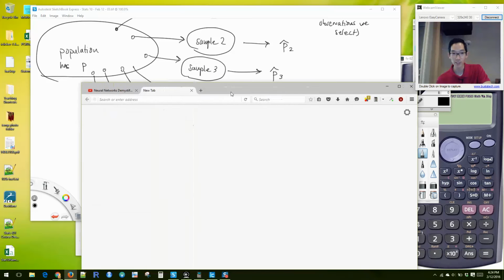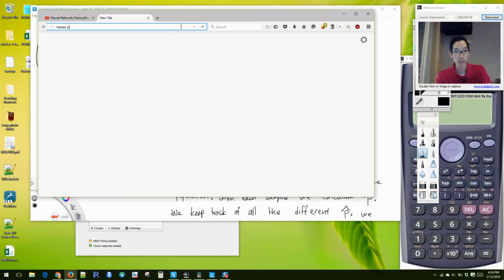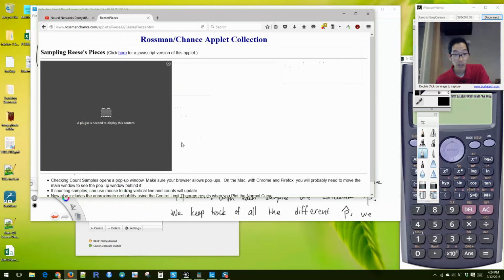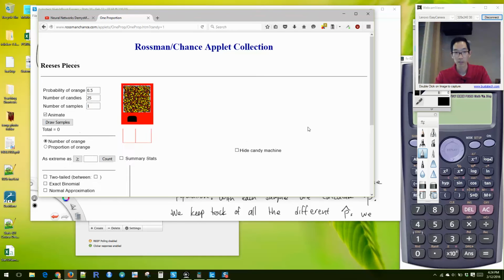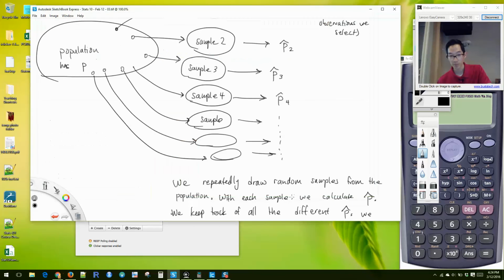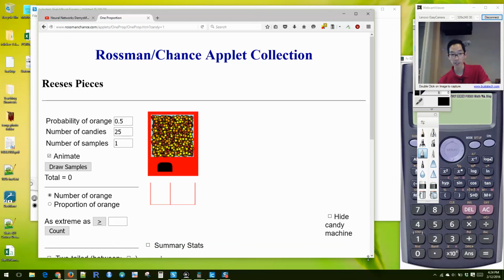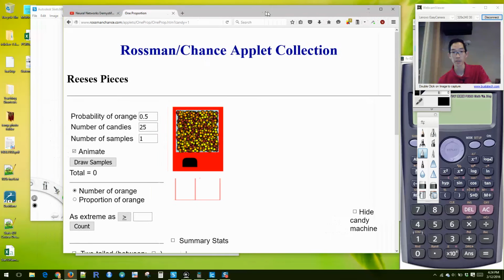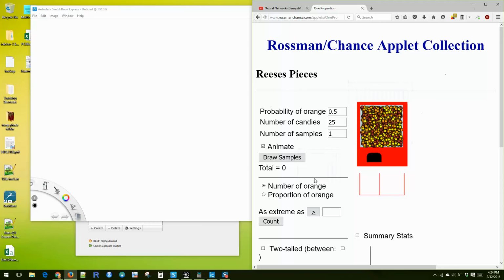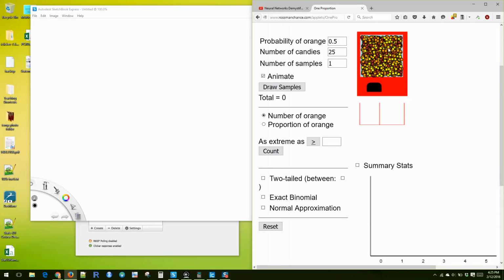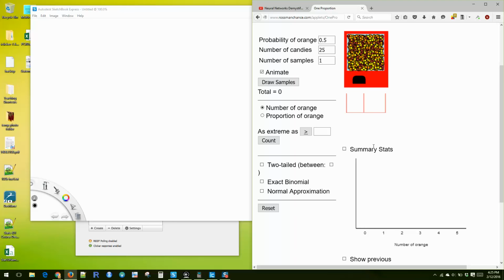So we have a little applet to illustrate this. In our demo, I've got a big machine of candy here. Let me zoom out a tiny bit. You can think of this as a giant vat of candy. I can specify something like 30% of the candies in this machine are orange.